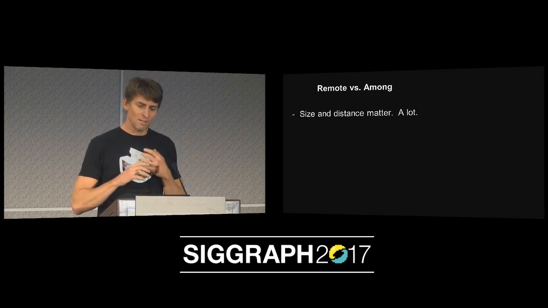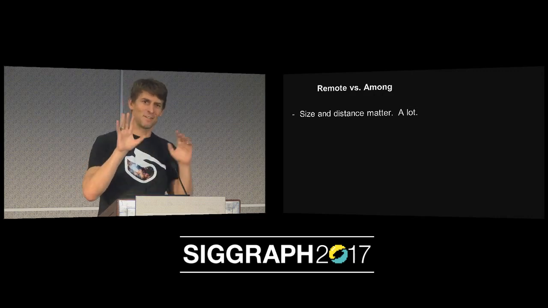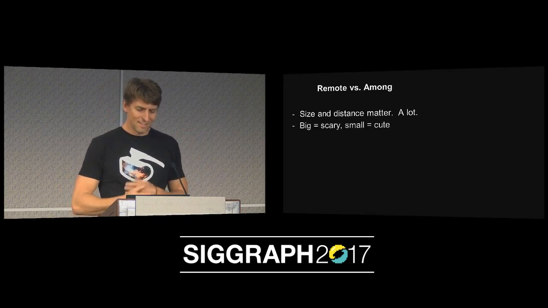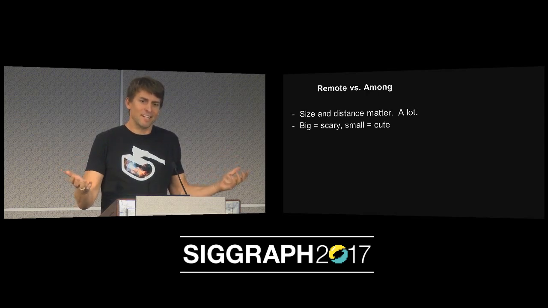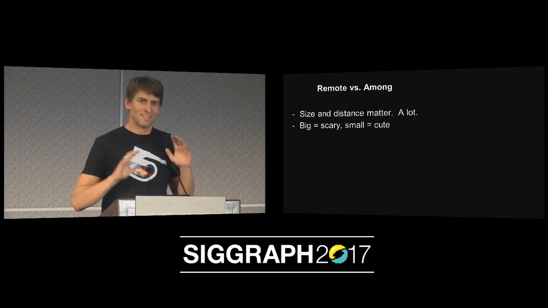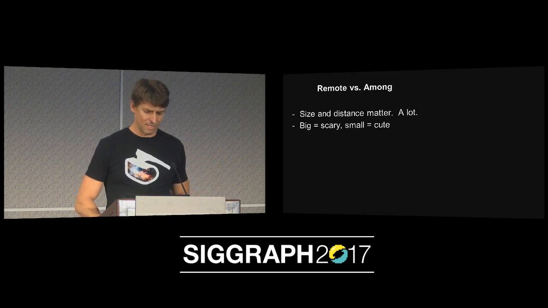Size is pretty obvious. Distance is also very important. When something's far away, it no longer matters to you so much. Even if it's really an interesting thing on a 2D screen, in VR, if it's far away, you might not notice it. Big equals scary. Small equals cute. That just happens whether you want it to or not in VR. It's because you're programmed to think that over many years of evolution. So you have to make your decisions a little bit more carefully because of these inherent biases that people have.